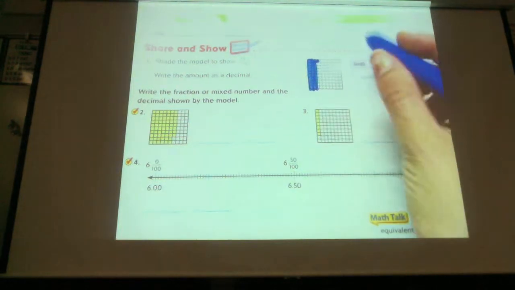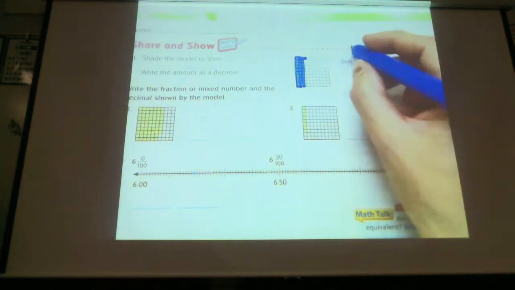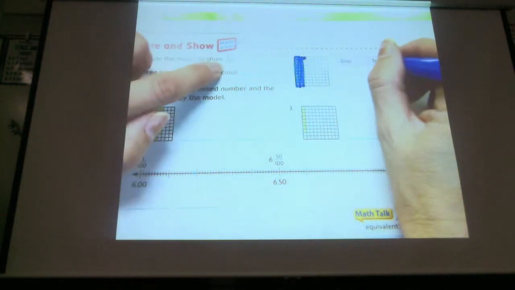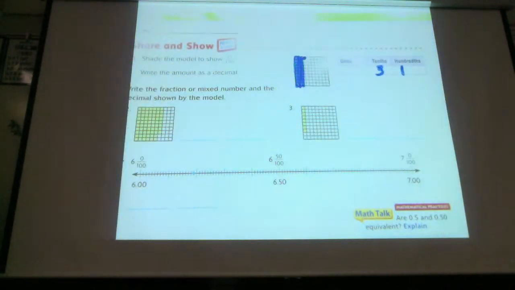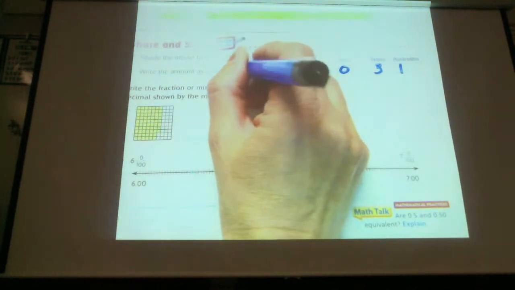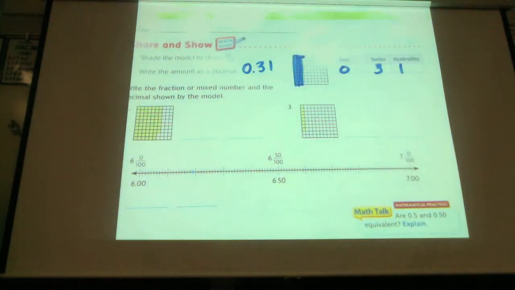Okay, if we write that in the number chart over here, place value chart, we would be writing 31/100 like this. So when we write this amount as a decimal, it looks like 0.31 or 31/100. Number 2 says write the fraction or mixed number and the decimal shown by the model. So we're going to write the fraction and the decimal.